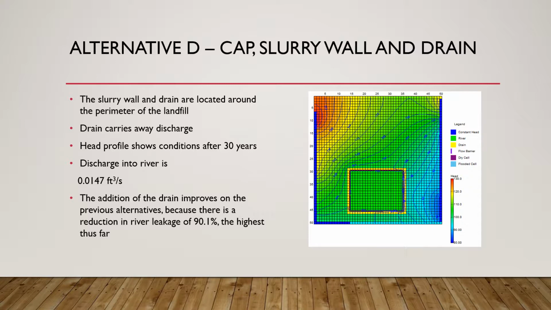Alternative D, cap, slurry wall, and drain. The slurry wall and drain are located around the perimeter of the landfill. Drain carries away discharge, and as we can see to the picture to the right, head profile shows conditions after 30 years. The discharge into river is 0.0147 cubic feet per second. Now, the addition of the drain improves on the previous alternatives because there is a reduction in river leakage of 90.1%. This is the highest thus far.